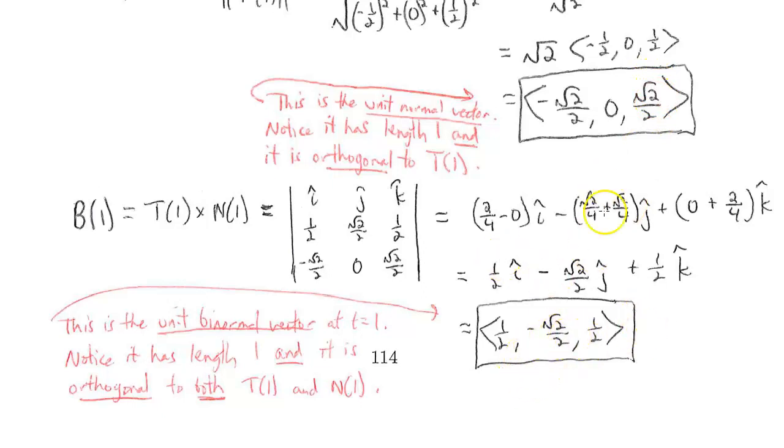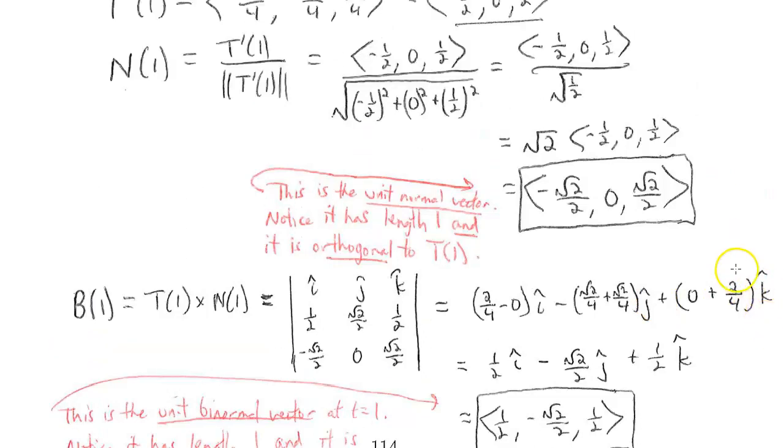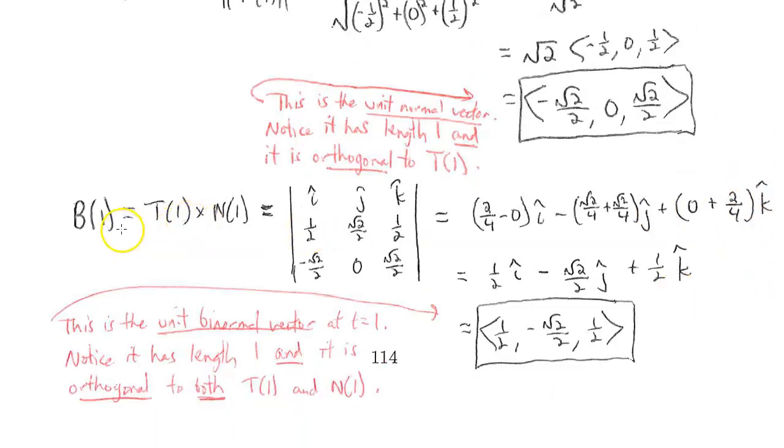So the B of 1 is orthogonal to N of 1, which is what we just had up here. But it's also orthogonal to T of 1. Right? So N of 1, T of 1, and B of 1, they're all orthogonal to each other, and they all have length 1. So check to see this has length of 1. Okay, so T is tangent to the curve, N sort of points inside the curve, and B is orthogonal to both of those. Okay, so this is the TNB frame.